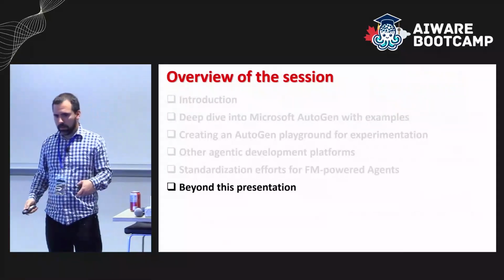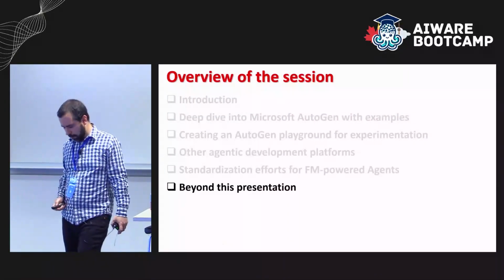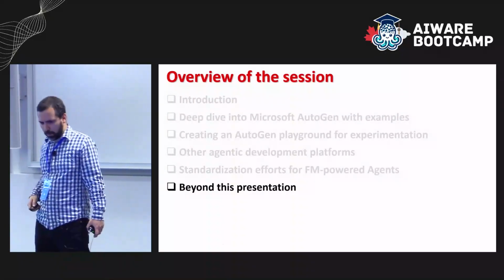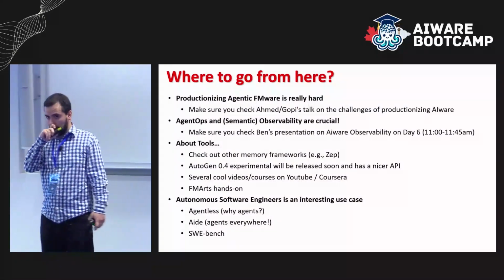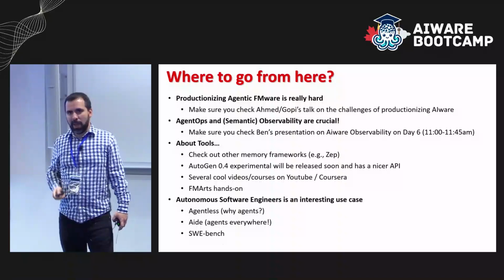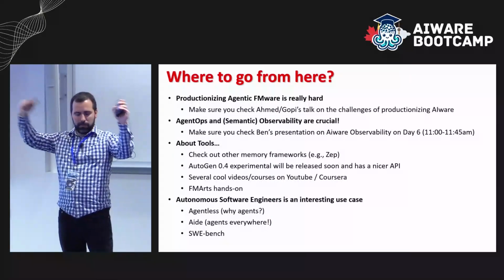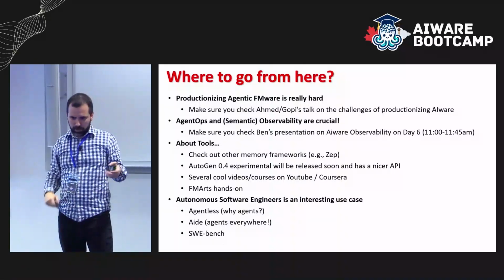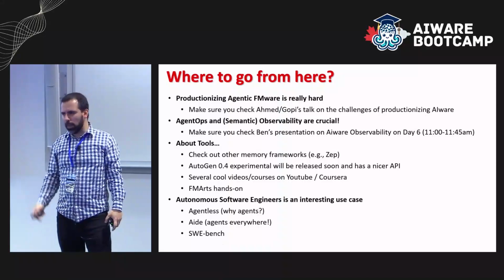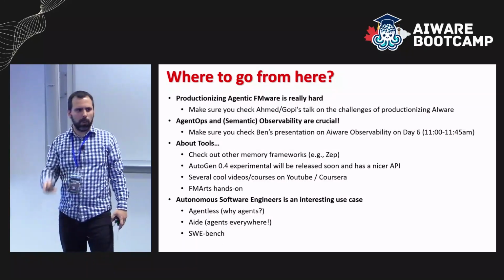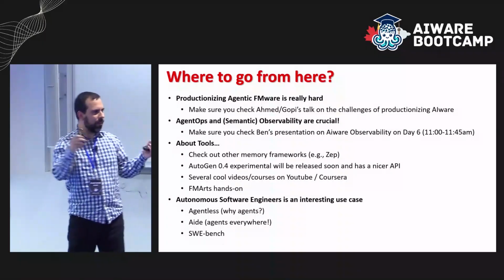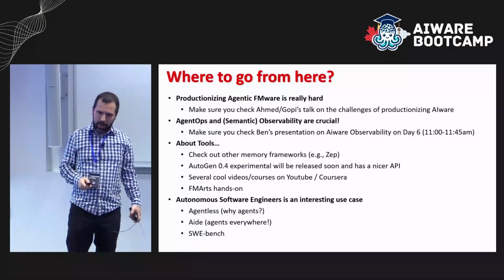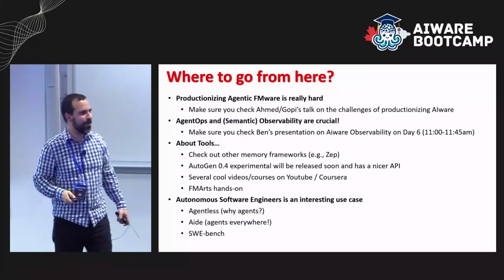Cool. So I talked a lot about Autogen, showed a lot of code. What now? What happens beyond this presentation? I think there are a few things. Imagine now you have this system that has many agents that are talking to each other, doing a whole lot of stuff. It's really hard to turn this into a real product. So Gopi is going to be talking about productionizing AIware, right? And maybe your AIware has agents.